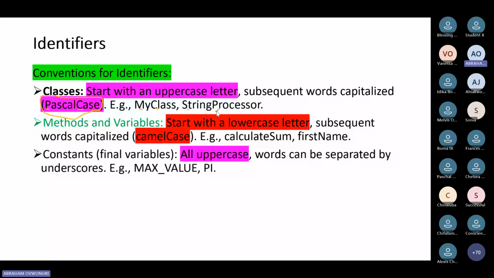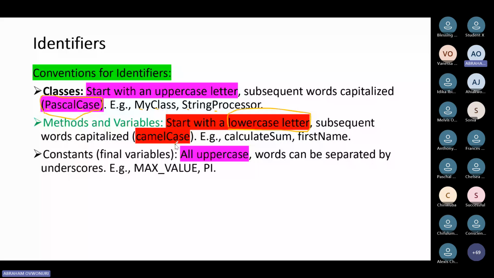Then the next one is methods and variables. Like we said before, they will start with a lowercase. Subsequent words can be capitalized. Start with a lowercase word, then capitalize the following words, and we call that one camel case. So calculateSum, firstName, just like I gave the example of studentName.